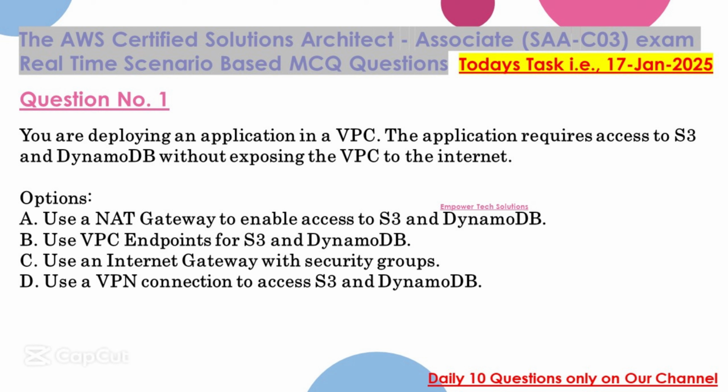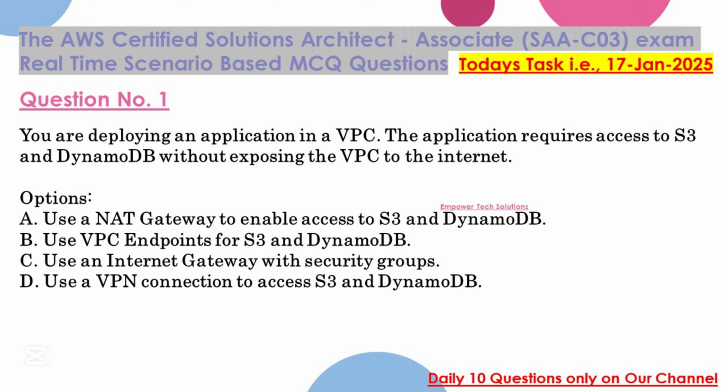You are deploying an application in a VPC. The application requires access to S3 and DynamoDB without exposing the VPC to the internet. Options: A. Use a NAT gateway to enable access to S3 and DynamoDB.